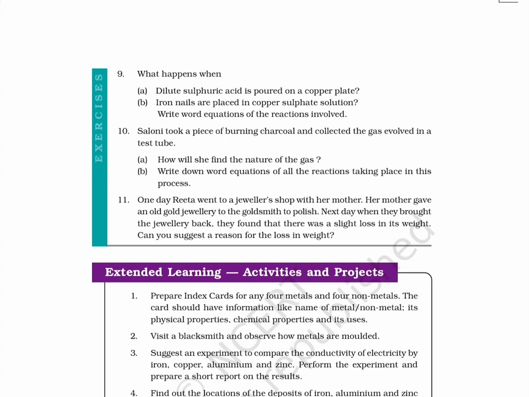10. Saloni took a piece of burning charcoal and collected the gas evolved in a test tube. A. How will she find the nature of the gas? B. Write down word equations of all the reactions taking place in this process. 11. One day, Rita went to a jeweler's shop with her mother. Her mother gave an old gold jewelry to the goldsmith to polish. Next day, when they brought the jewelry back, they found that there was a slight loss in its weight. Can you suggest a reason for the loss in weight?